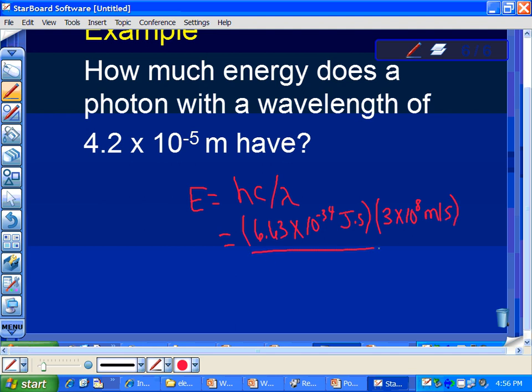And then you'll be dividing that by the wavelength, and you're going to always make sure that's in meters, and it is. If it's not, you do have to change it. And simply you're just putting that in the calculator. So you've got 6.63 times 10 to the negative 34th times 3 times 10 to the 8th divided by 4.20 times 10 to the negative 5th. So you're just pretty much plugging and chugging. You have a 0 there, so you've got 3 significant digits, 4.74 times 10 to the negative 21st.